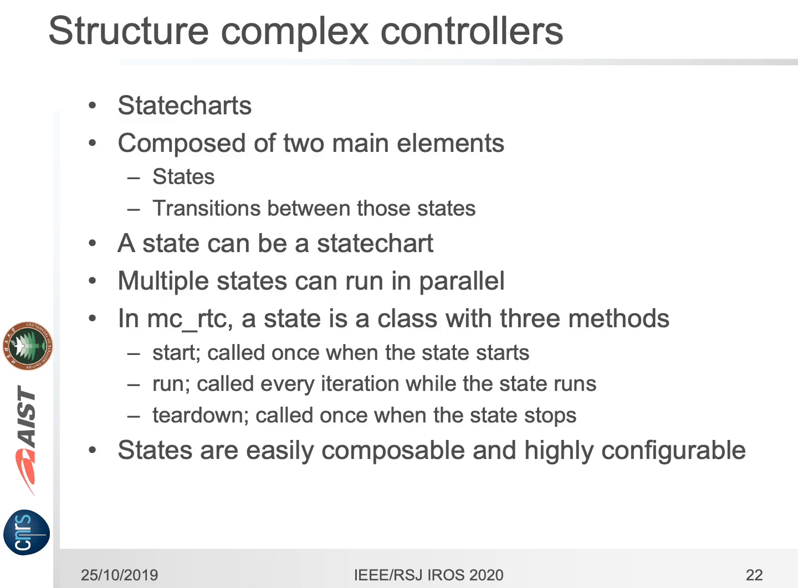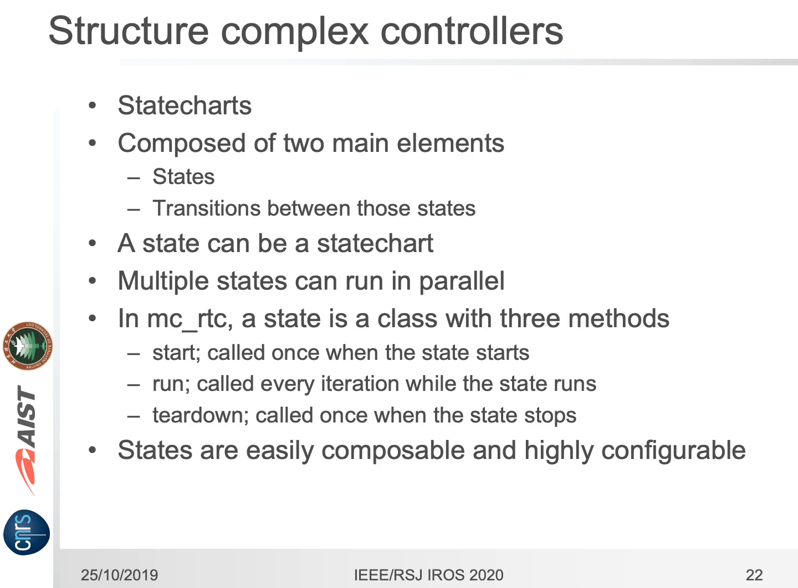We will see now how we structure complex controllers. We are using state charts for that purpose. State charts are composed of two main elements, states and transitions between those states. A state can be a state chart, and multiple states can run in parallel. In MC-RTC, a state is a class with three methods. Start, that is called once when the state starts.